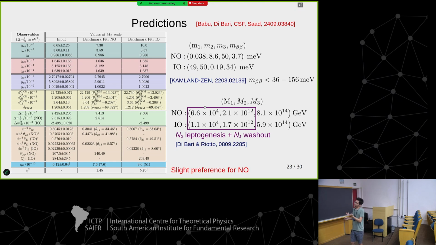And then finally, a slight preference for normal ordering. This is just from the chi-square. It's not a big deal.